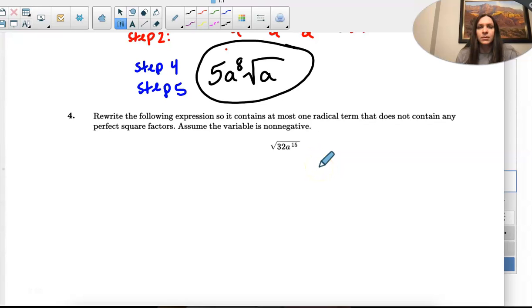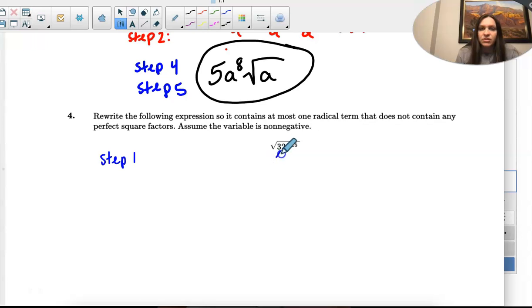So number 4 is similar to number 3. We're going to rewrite the following expression so it contains at most one radical term that does not contain any perfect square factors. Assume the variable is non-negative. So step 1 is always get everything into prime numbers.